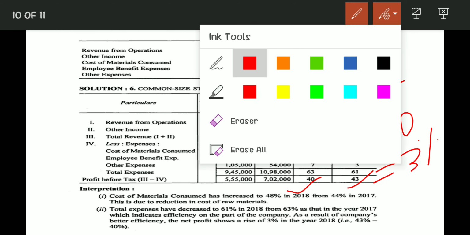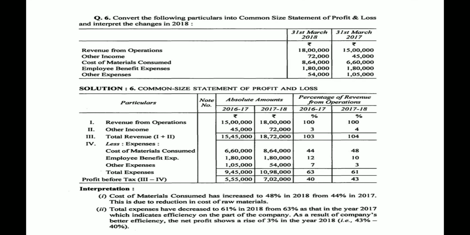Okay, so you have to solve this question. After that you can compare your answer from the given solution, and in the next video we do some more questions on common size statement, both in profit and loss account and balance sheet, right? But this 6th practical is homework for you, and you should complete and compare with this solution, right?